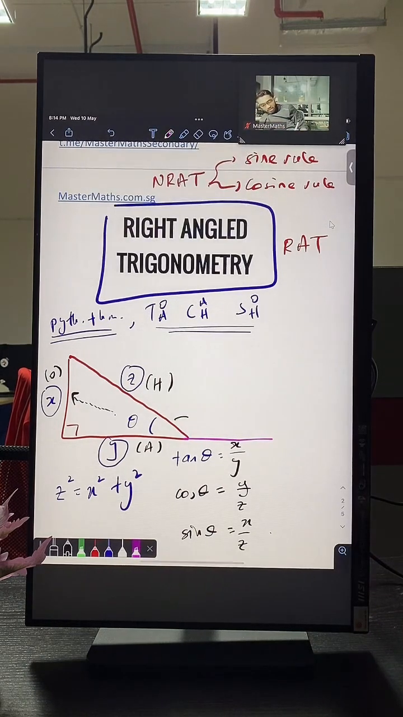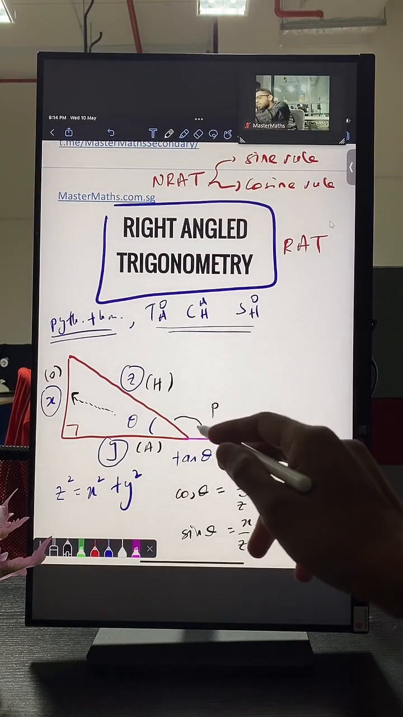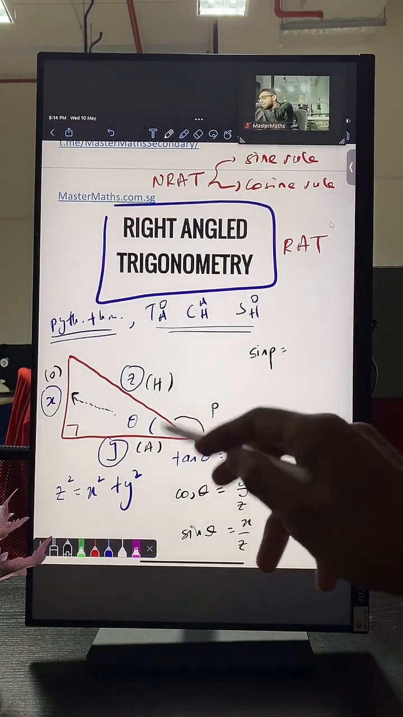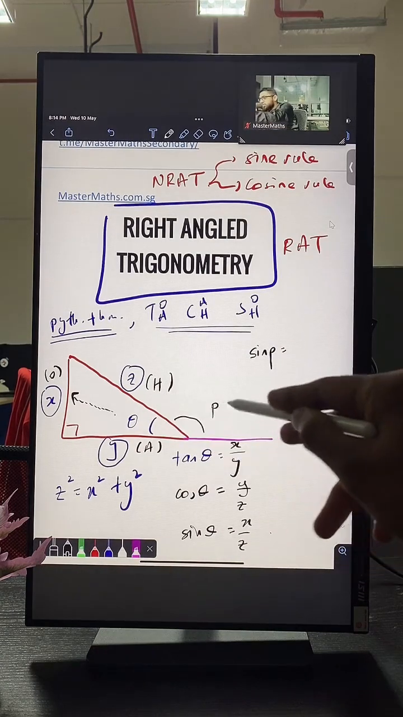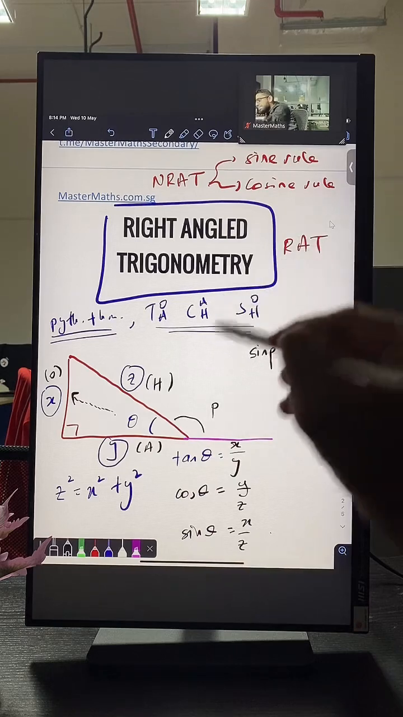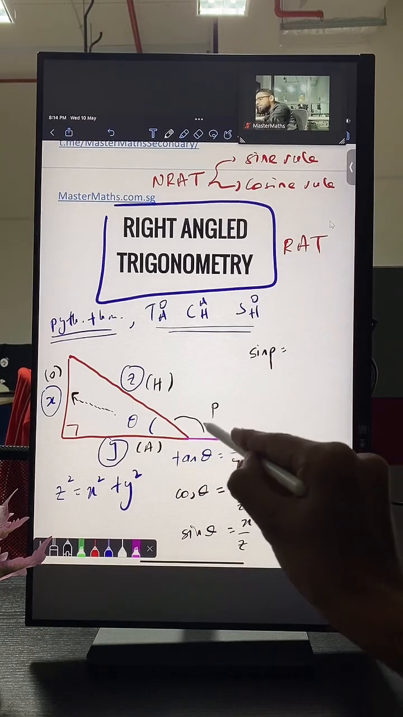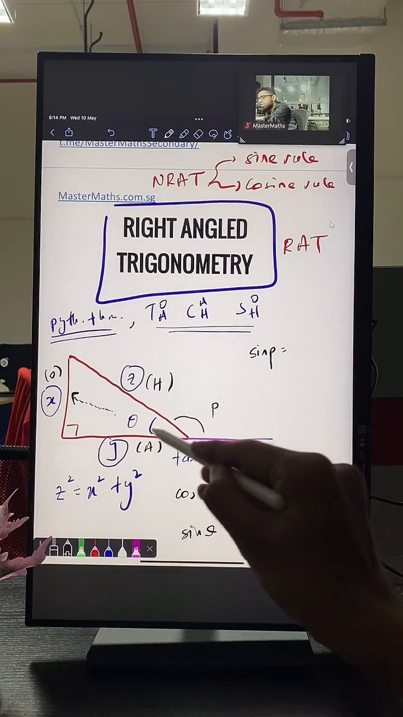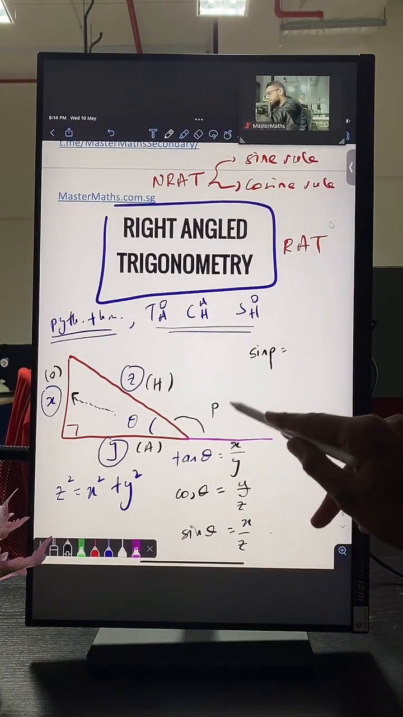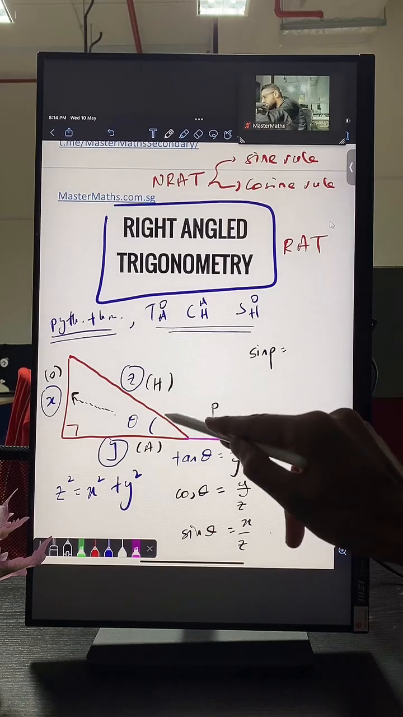Let's say, for example, angle P. This is where it gets interesting. And then they ask you, what is the sine of P? Don't panic, guys. Whenever you have the sine of an angle that is outside the right angle triangle, the sine of that will be exactly equal to sine of theta. Again, you got to go and find this pair on your own. So the sine of the outside one will be exactly the sine of the inside one.